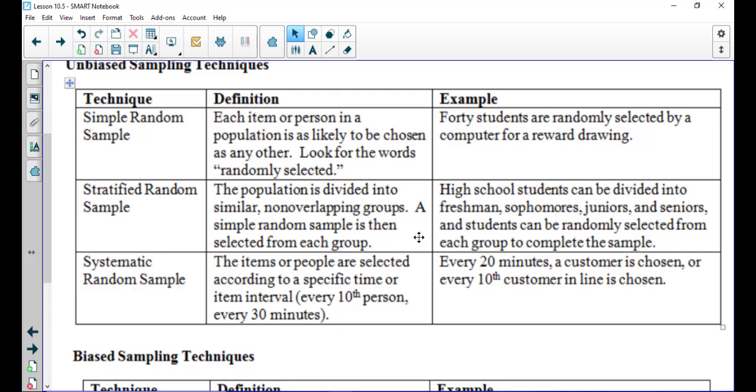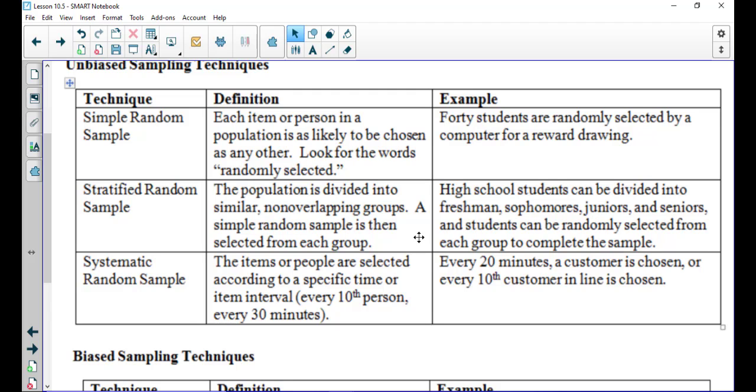A systematic random sample is kind of like that ice cream example we had, and it's when the items or people are selected according to a specific time or item interval. Maybe every 10th person who enters a store is surveyed, or maybe every 30 minutes we're selecting an item from an assembly line to inspect to make sure it's functioning as it should. And the example we have here is every 20 minutes, a customer is chosen, or every 10th customer in line is chosen.